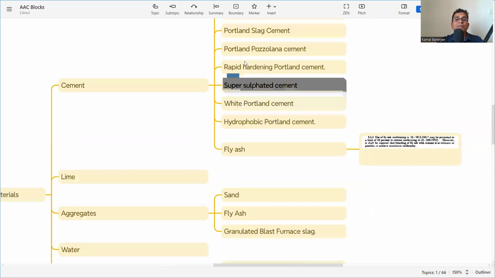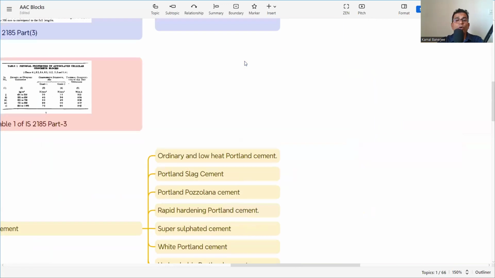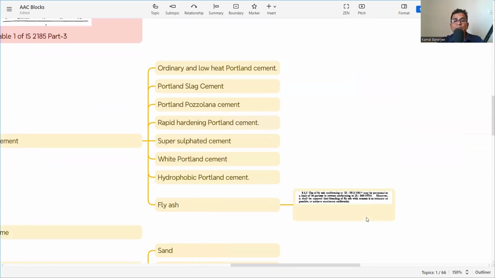Now the code has given different types of cement that can be used: ordinary and low heat Portland cement, Portland slag cement, Portland pozzolana cement, rapid hardening Portland cement, supersulfated cement, white Portland cement, hydrophobic Portland cement, and fly ash can also be used. But what is the criteria for the fly ash? That is mentioned in clause 5.1.1: use of fly ash conforming to IS 3812-1981. These are the fly ash clauses to be verified whenever we use fly ash in making the AAC block.